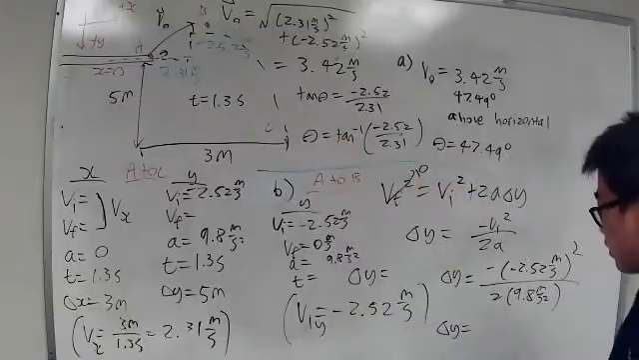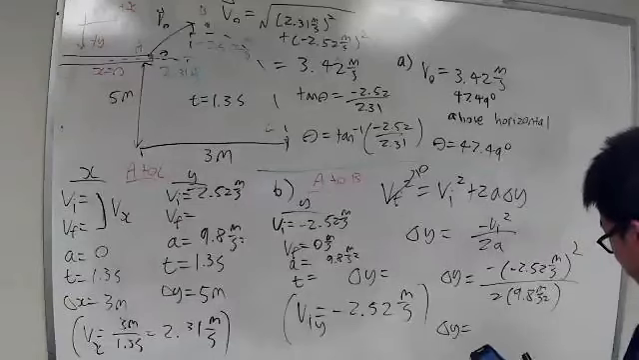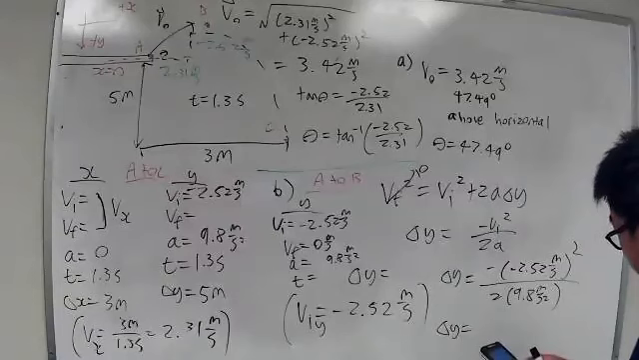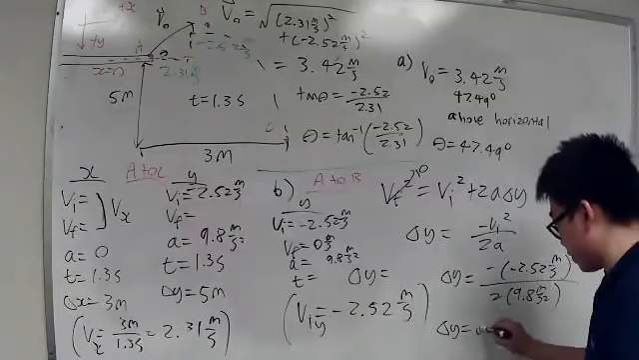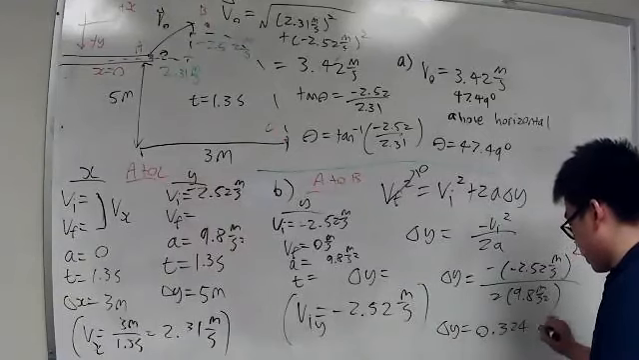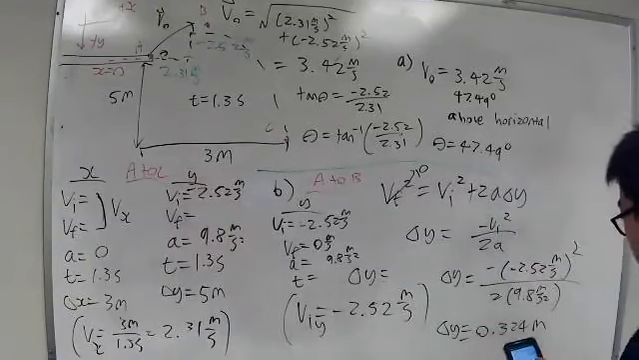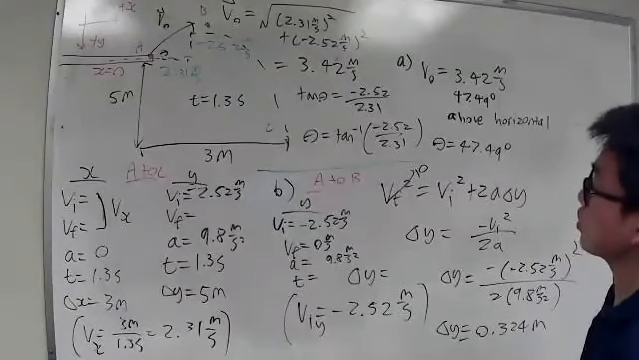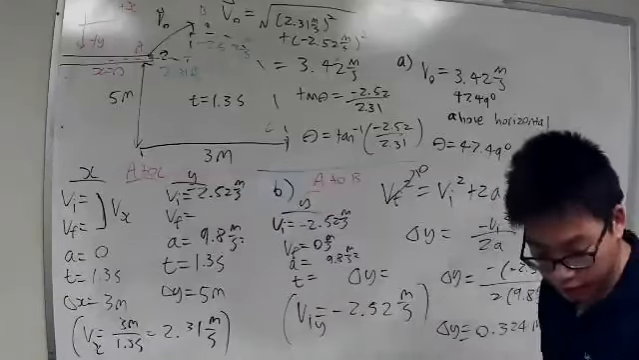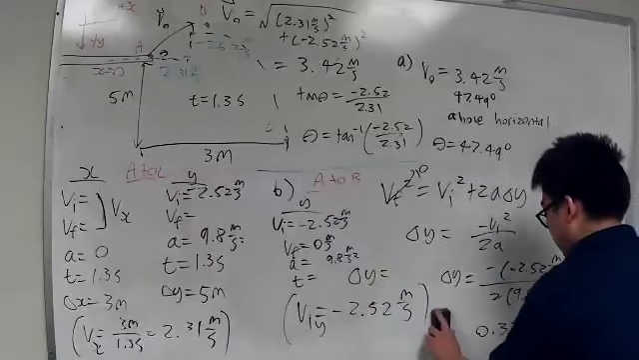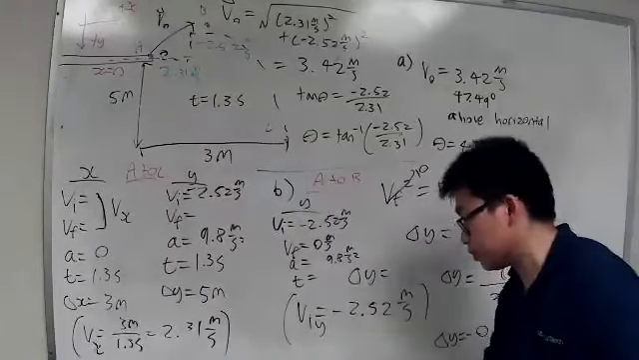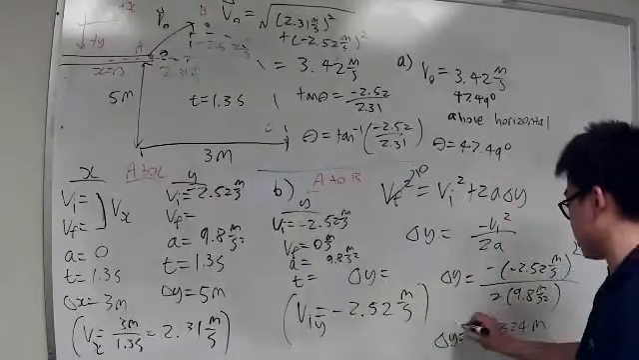And then let's see if this final answer makes sense. Negative 2.52 squared over 2 times 9.8 is 0.324 meters. That's negative. Did I do that right? I think so. So it's not too much higher. And again, the answer is negative because of where we put the positive y. Okay, so that's part B.